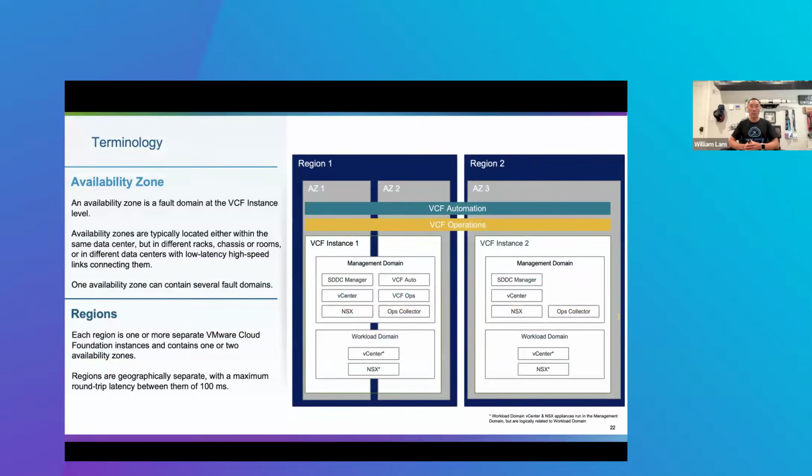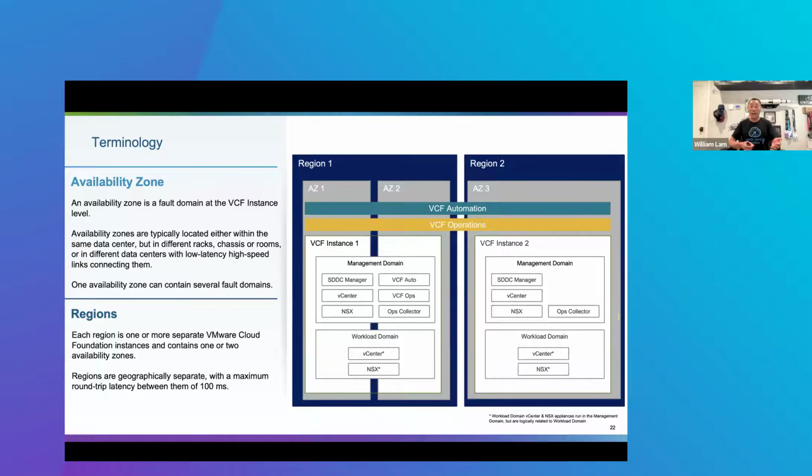Now, before we jump into the design, I do want to cover some additional terminology that we'll be talking about around availability zone, right? Which is really a fault domain construct that allows us to set this fault domain at a VCF instance level. When you look at the diagram to your right, you can see in VCF instance one its resources are spread across two different availability zones, right?